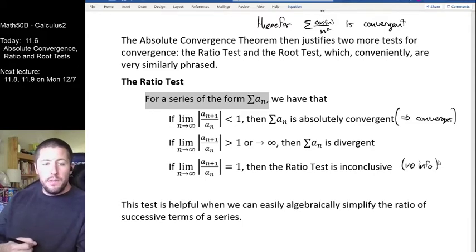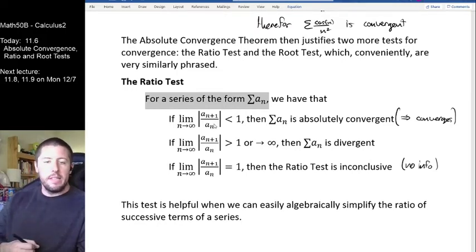So when is this useful to us? Well, what you should be thinking to yourself is that if you're going to be using this ratio test, then you need to be able to compute this limit. And this limit's going to be tough to compute if you can't do some nice algebra associated with these consecutive terms, this ratio that we're seeing right here.